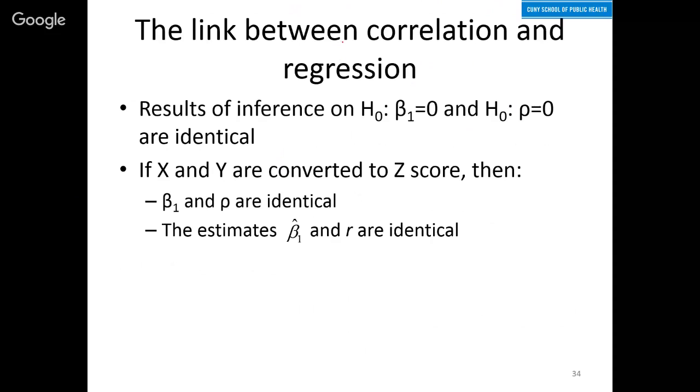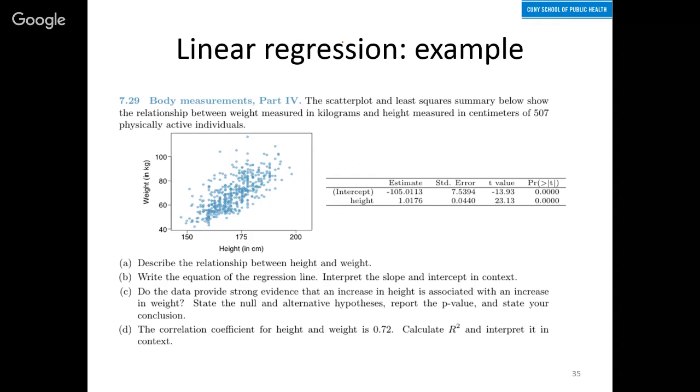The hypothesis test results are identical, whether you're doing a hypothesis test on your linear regression or on your Pearson's correlation coefficient, because they just differ by that constant factor. Either way. It's getting kind of late and I want to continue on to the lab, but let's just do this one example here from the textbook.